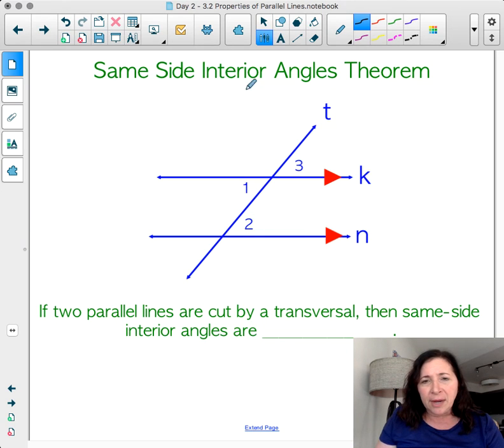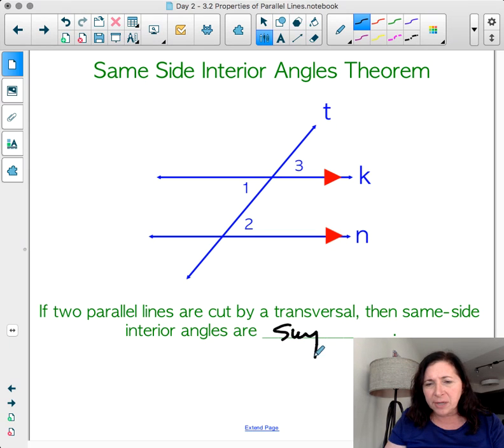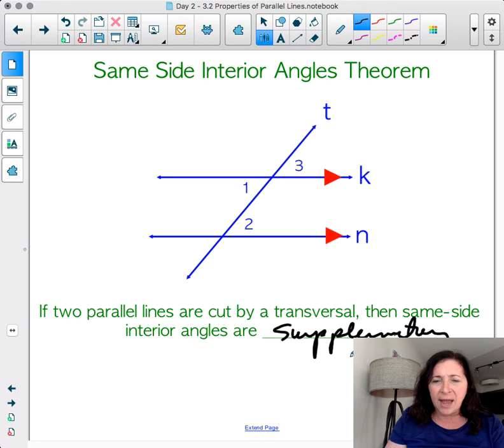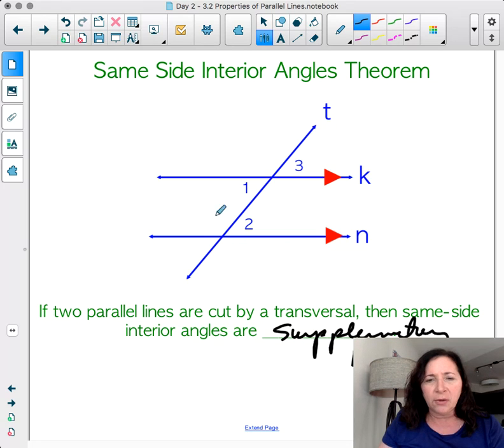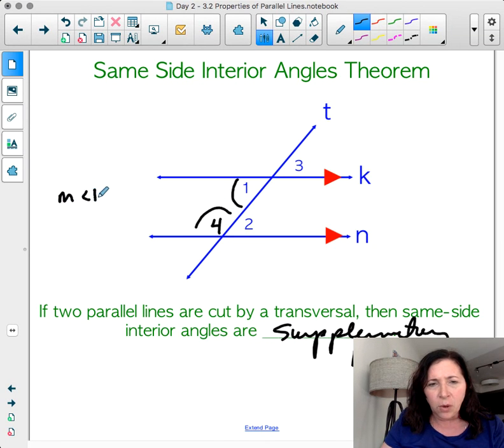The same side interior angle theorem would mean that if two parallel lines are cut by a transversal, then the same side interior angles are supplementary. In this case, they're not congruent. They add up to be 180 degrees. We don't have an angle here for that, but we're going to call that 4. So I would say angle 1 and angle 4 are not congruent. You would say the measure of angle 1 plus the measure of angle 4 is equal to 180 degrees.